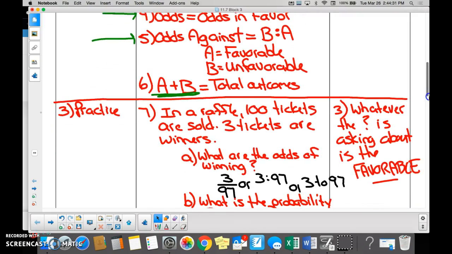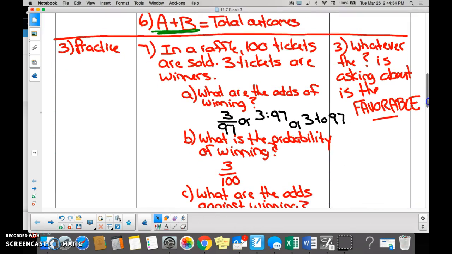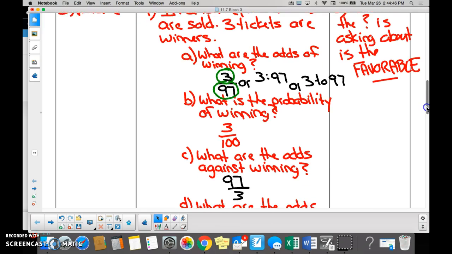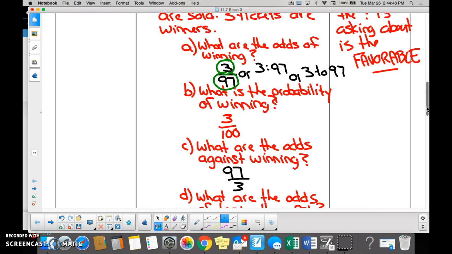In a raffle, 100 tickets are sold, 3 tickets are winners. What are the odds of winning? So what's the favorable? Winning. So what's the favorable? 3. What's the unfavorable? 97. If I wanted to convert that to probability, I just add the favorable and the unfavorable, and I get the total number of outcomes, which is 100. And the probability of winning is still going to be that number 3.